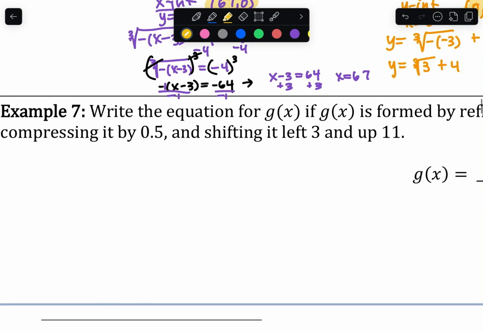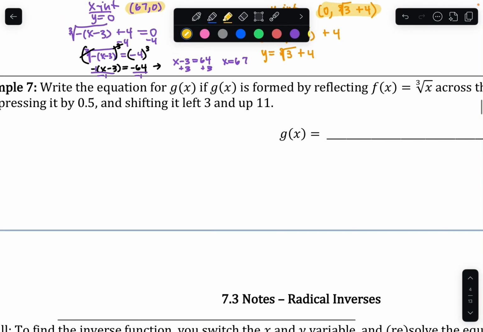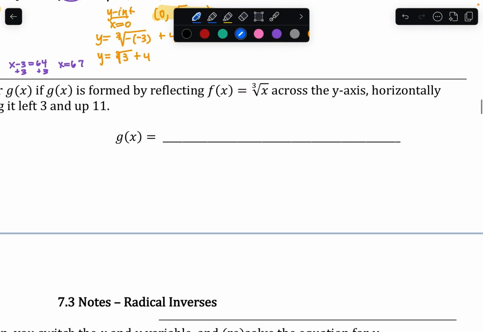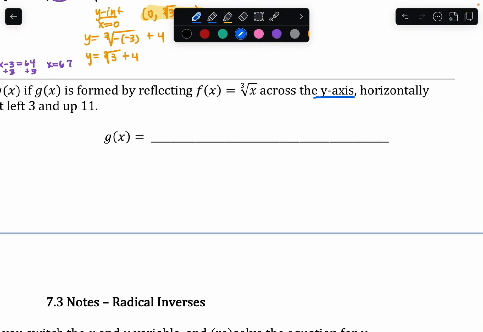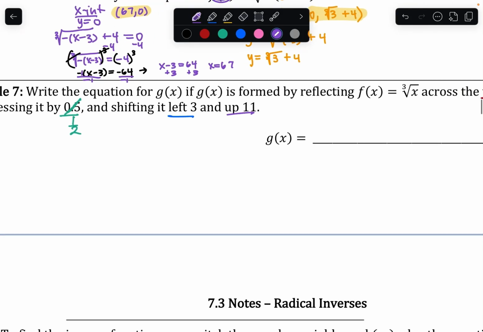All right, for this last example, we are writing an equation that is formed by reflecting our cube root parent function over the y-axis, okay? And then we are horizontally compressing by 1/2. Let's write that as a fraction. And then shifting it left 3 and up 11.